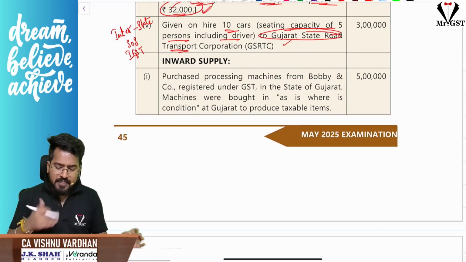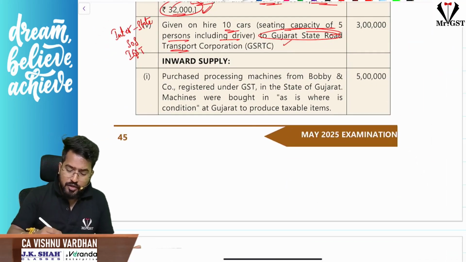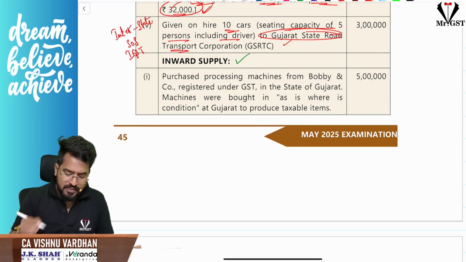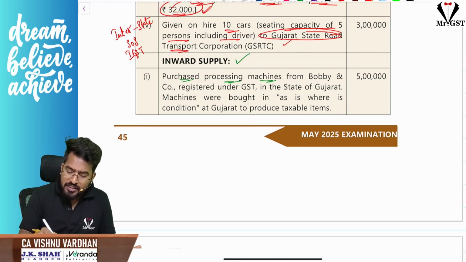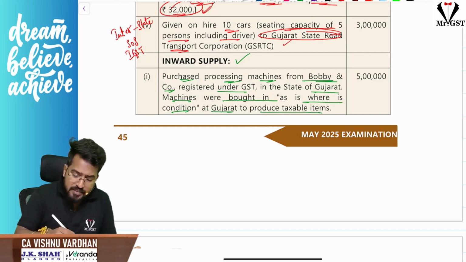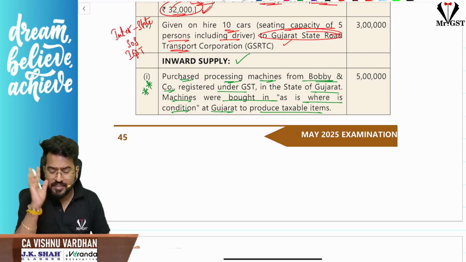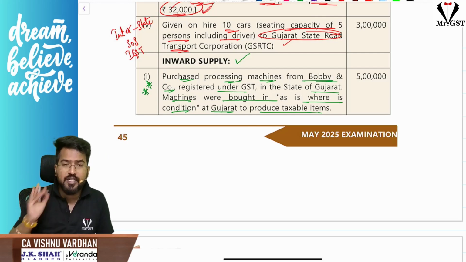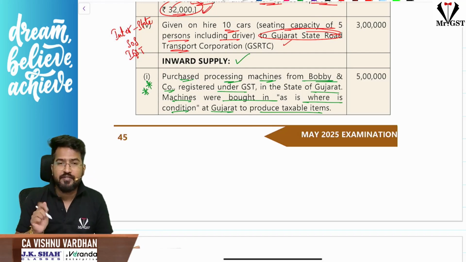Next, purchases. We are talking about inward supplies now. Purchased processing machines from Bobby and Co., registered under GST in the state of Gujarat. Machines were brought in as is, in various condition, at Gujarat to produce taxable items. This adjustment is really very important for you, so do not neglect it. If you want, pause the video for a while and think about what the tax treatment can be for this.